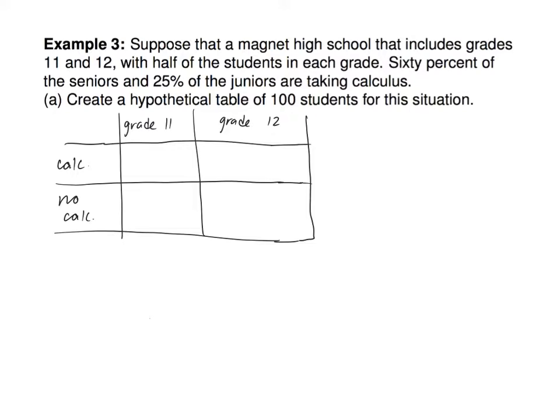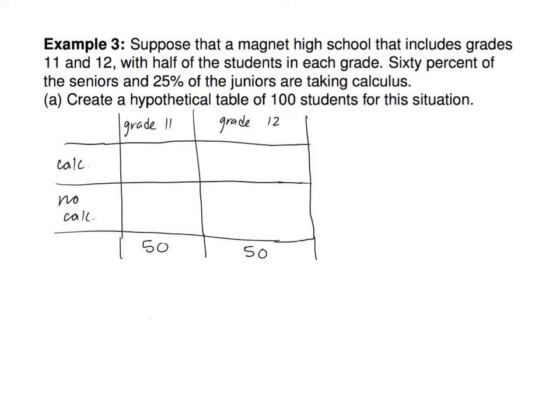The first thing that I know is that they have 100 students in this school, hypothetically, and half of them are in each grade. So if you do the grade 11 total, what's it got to be? 50, and the other is also 50. So the first thing in these tables is to figure out what total you have. Does that make sense?